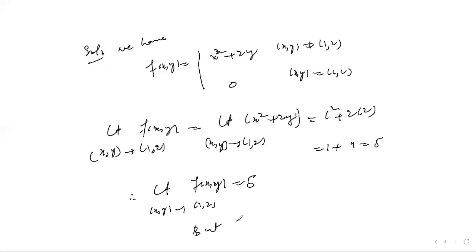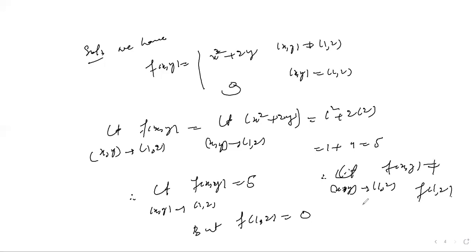But what is the value of the function? f of 1 comma 2, when we take it equal, at that time the function equals 0. Did the limit of the function equal the value of the function? No, sir. Therefore, limit as x y approaches 1 comma 2 of f of x comma y is not equal to f of 1 comma 2. Therefore, the given function is not continuous at 1 comma 2.